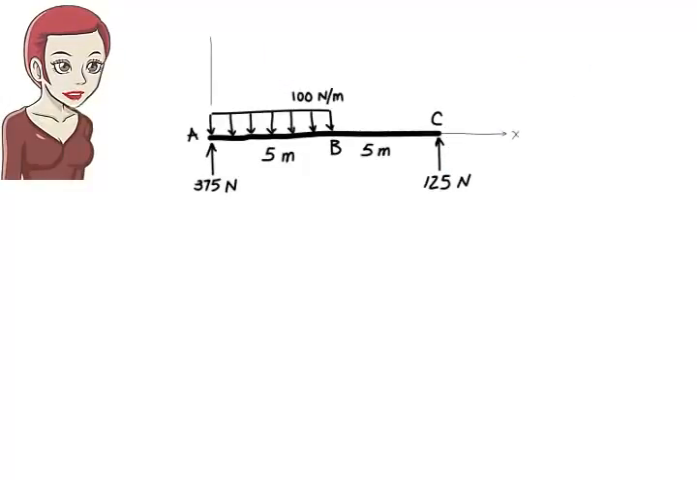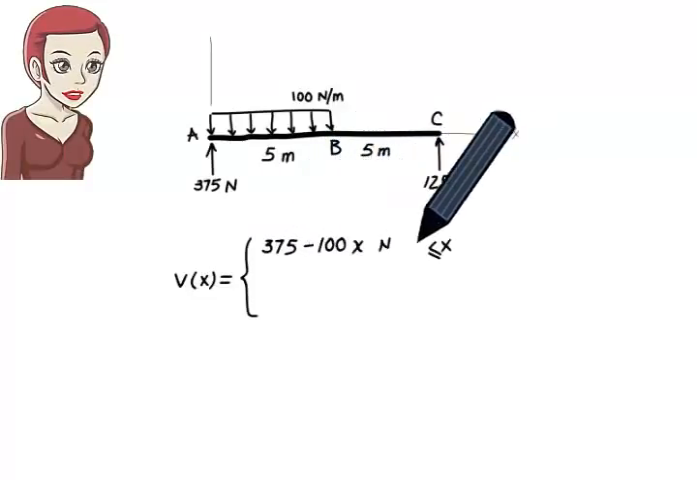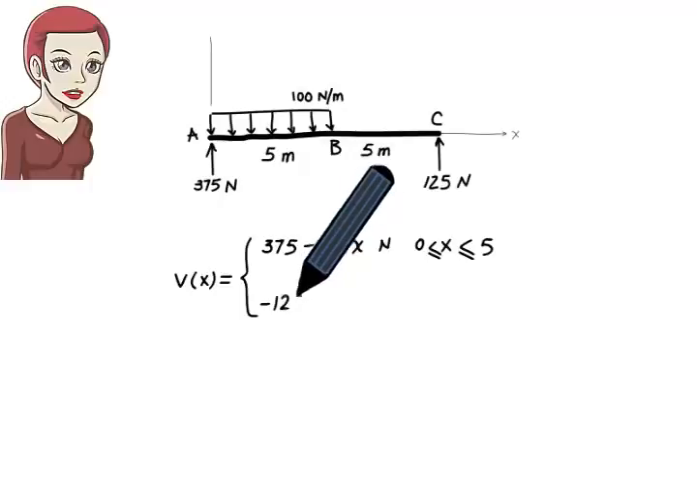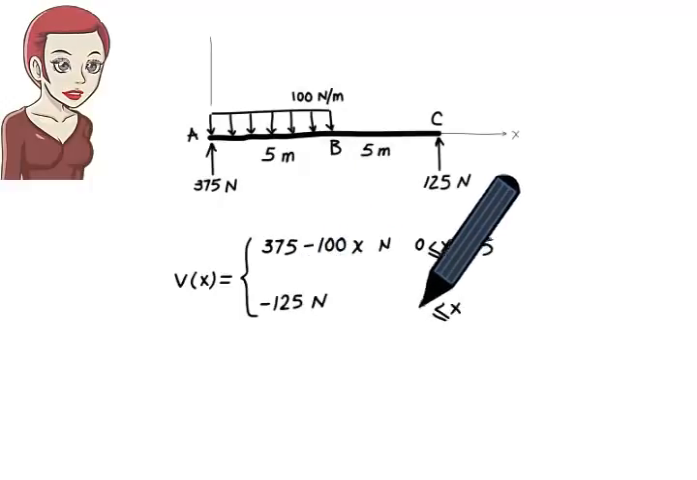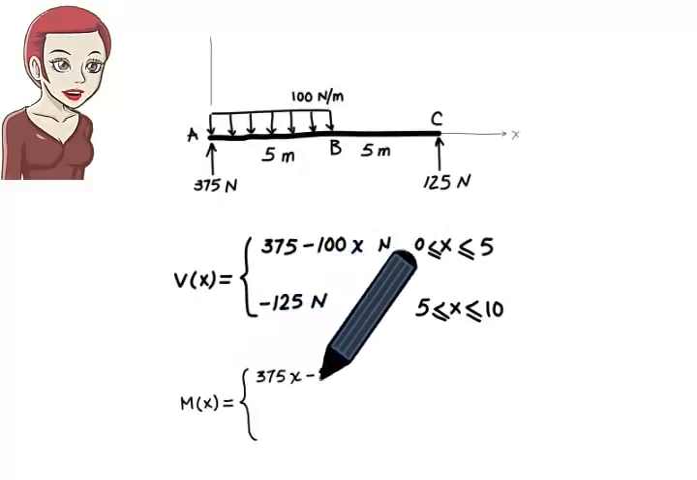In summary, shear in the beam is represented using these equations. And moment in the beam is represented using these equations.